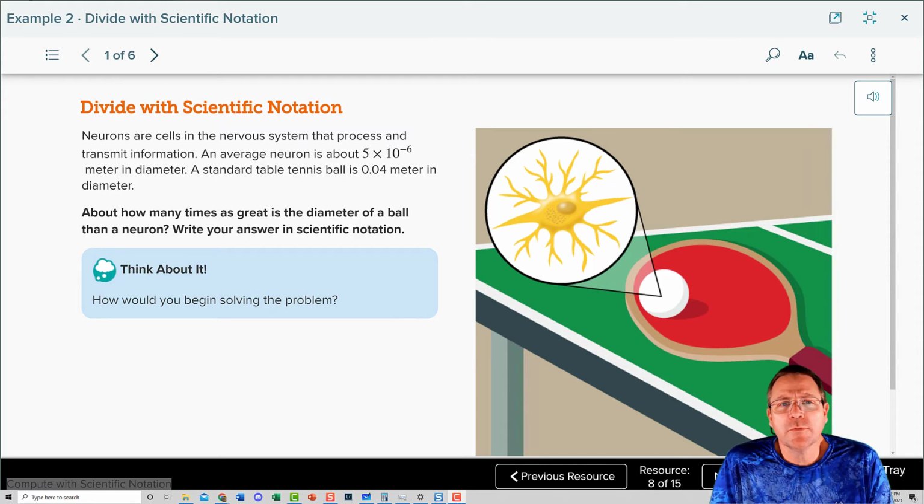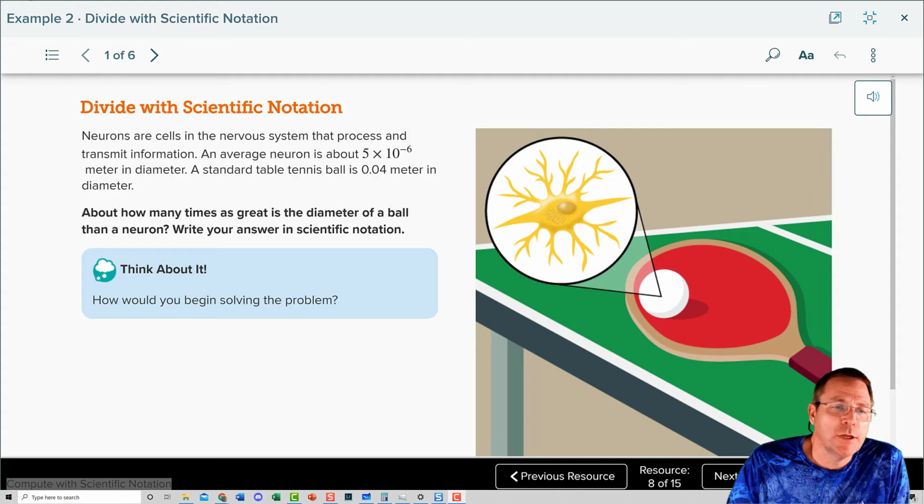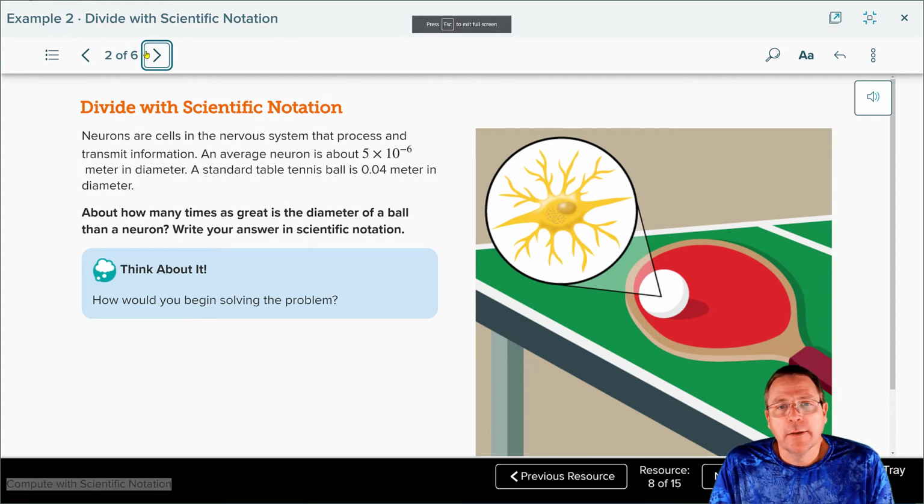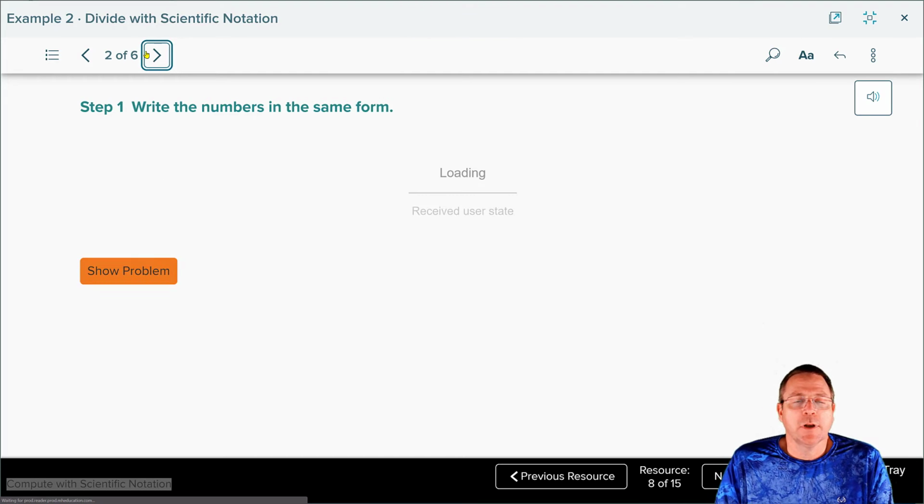Neurons are cells in the nervous system that process and transmit information. An average neuron is 5 times 10 to the negative 6 meters in diameter. A standard table tennis ball is 0.4 meters, also known as 4/100ths of a meter, in diameter. How many times greater is the diameter of the tennis ball than that of the neuron? To find that out, we're going to have to take the tennis ball's diameter in scientific notation and divide it by the size of the neuron in scientific notation.